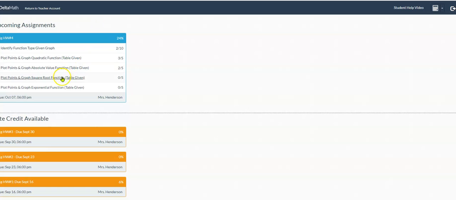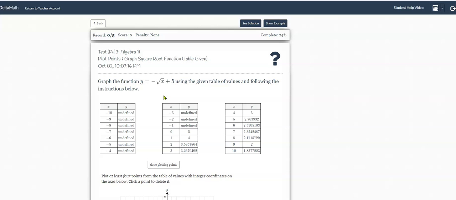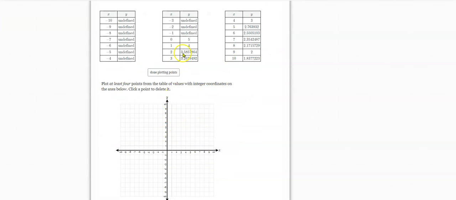Alright, let's go to the next one. Square root functions. Hopefully you remember the shape of a square root function, but even if you don't, you'll be able to see it once you plot these points. Now you'll notice some of these say undefined, which means you cannot graph them. So I'm going to start here at 0, 5, then 1, 4, and then I'm going to skip this one and go to 4, 3, and then go all the way to 9, 2. You can see it has an endpoint, and then it gradually increases like that.